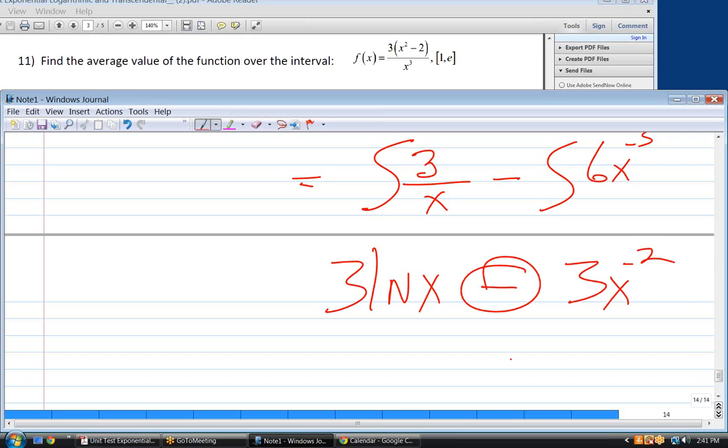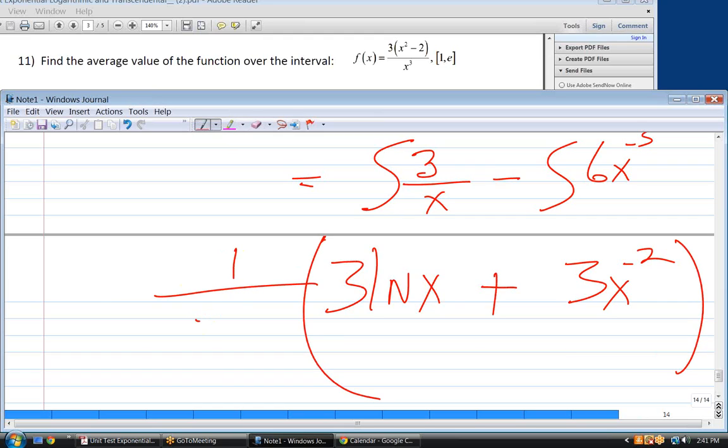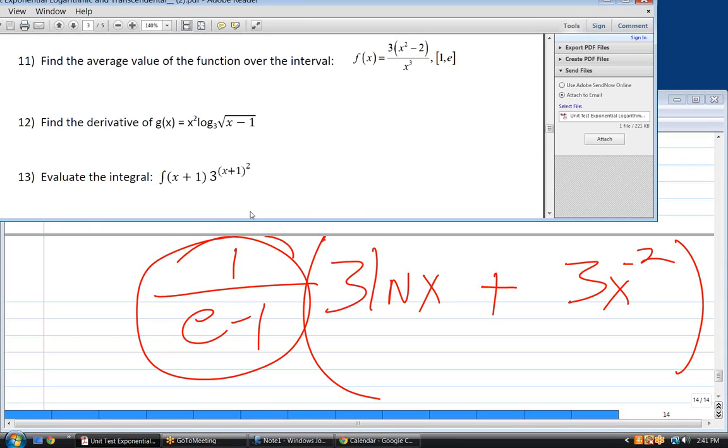What's this sign? Minus. That changes to a plus, doesn't it? And we're multiplying all of this by 1 over e minus 1. In other words, there's the 1 over b minus a. So let's see if we find that answer.